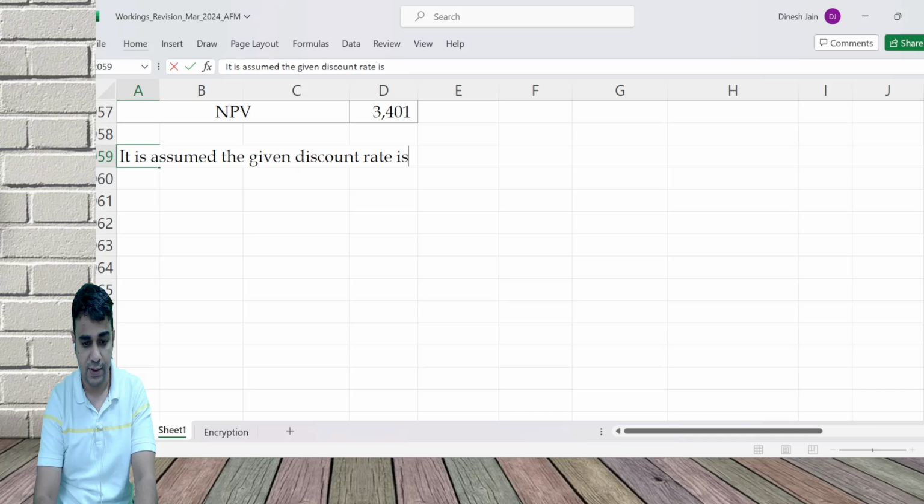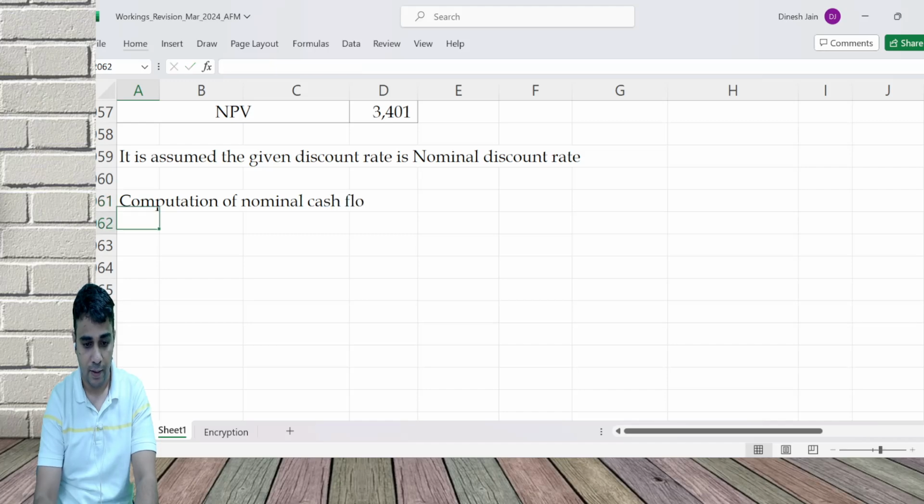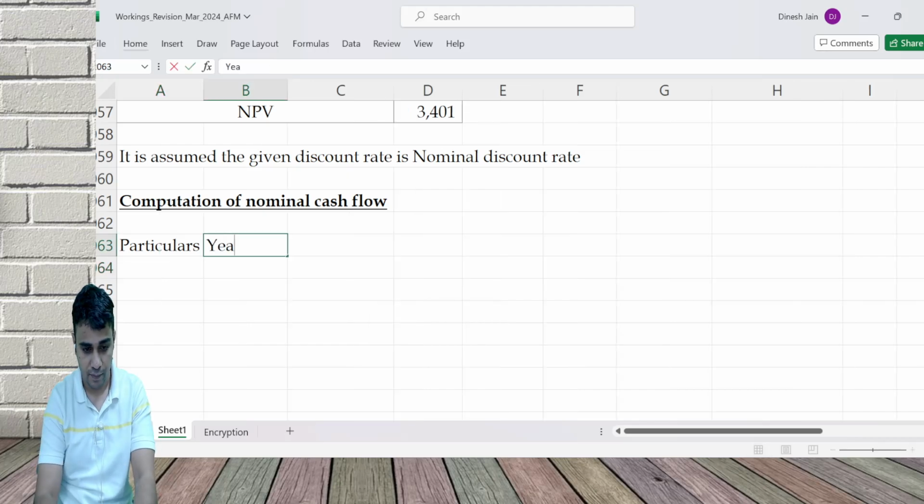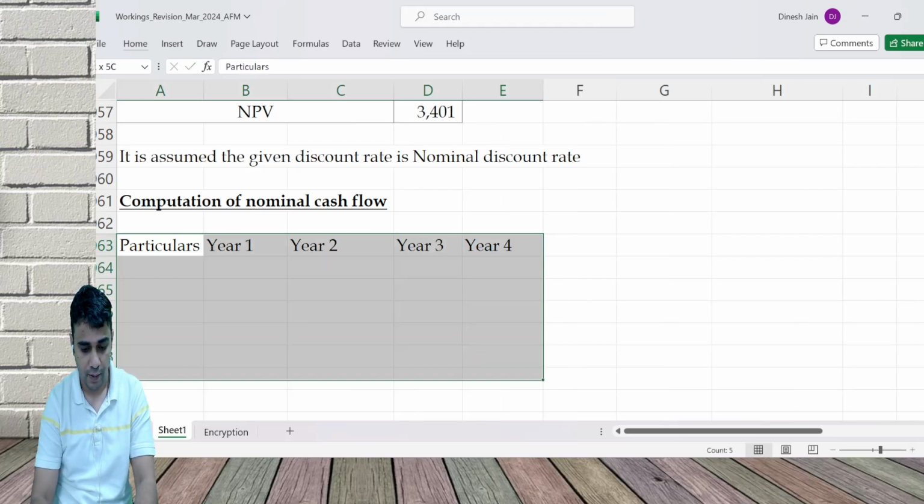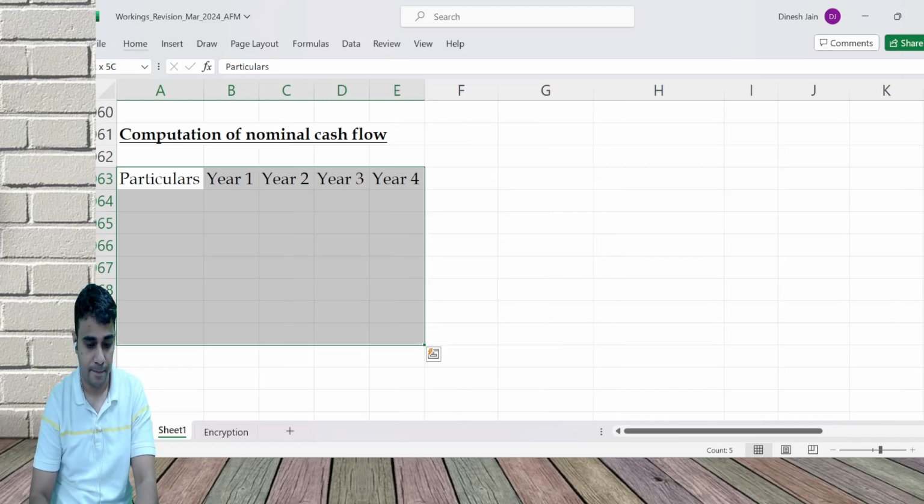Now it is assumed the given discount rate is the nominal discount rate. Computation of nominal cash flow. Particulars, 4 years.